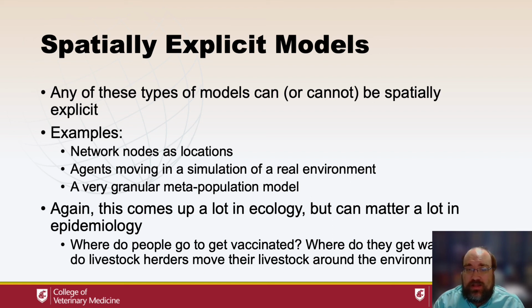And this comes up a lot in ecology, but it can matter a lot in epidemiology. Where do people go to get vaccinated? We need to know that. How far away are they? Where do they go to get water? So for example, if you're talking about cholera, do they go to the nearest well, or is there other aspects of their spatial environment, like elevation, that determine they go somewhere else? How do livestock herders move their livestock around the environment? If you're thinking about herds that come in contact with each other, that's largely a process of moving through space.